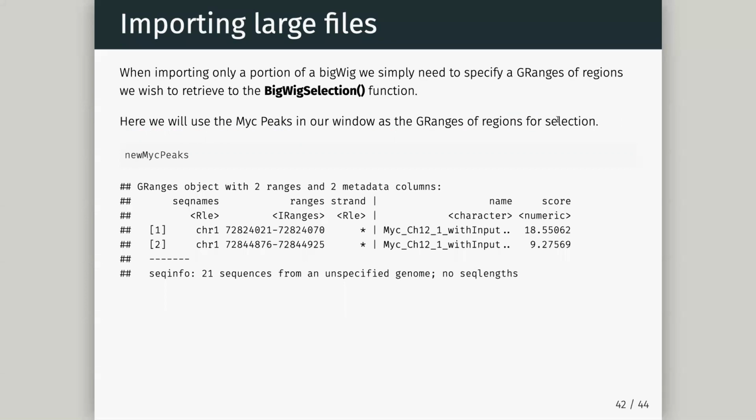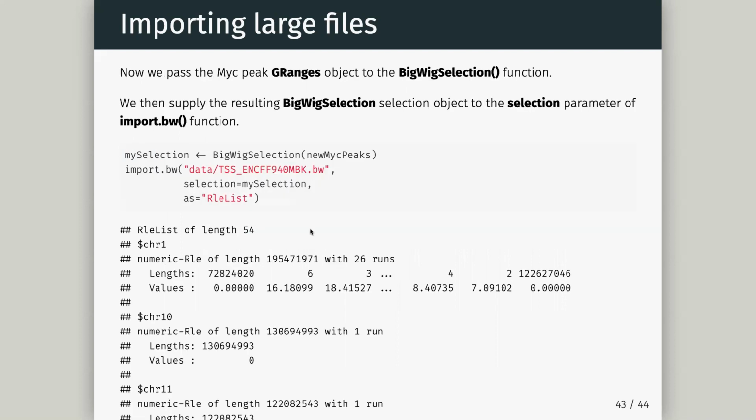If I just want to get regions over my peaks, I will just pass it a GRanges of my peaks. We already have my new MIC peaks. We already created this earlier on. So we have these 50 base pair windows. If I just want to import data over that, all I need to do is create a bigwig selection object by using the bigwig selection function, giving it a GRanges, and that creates this bigWig selection object.